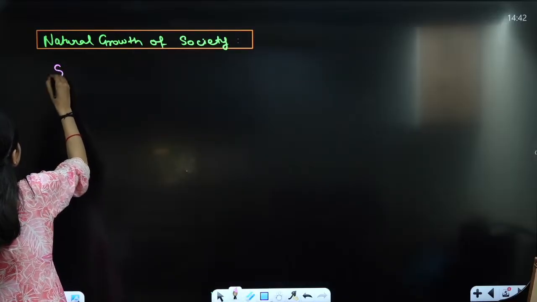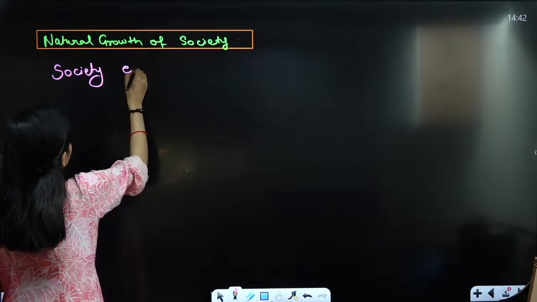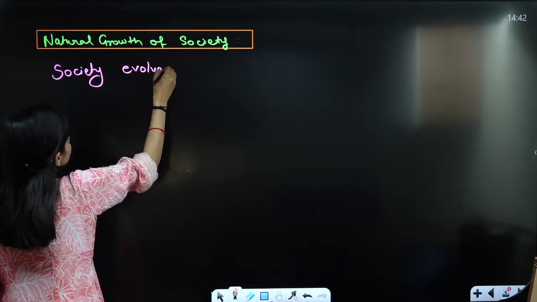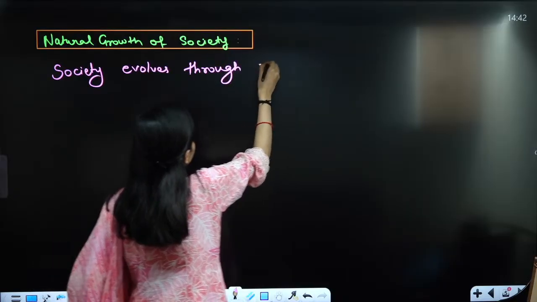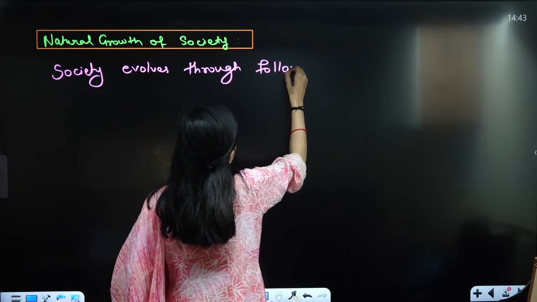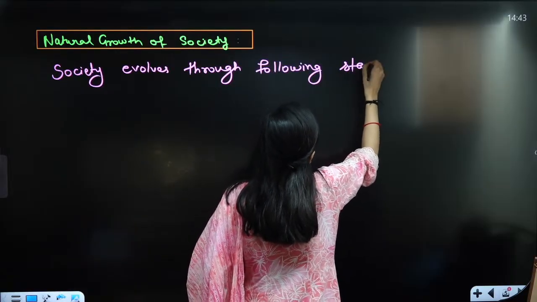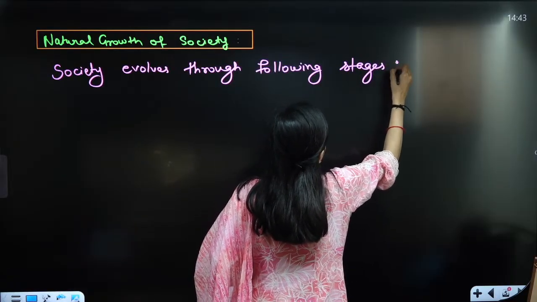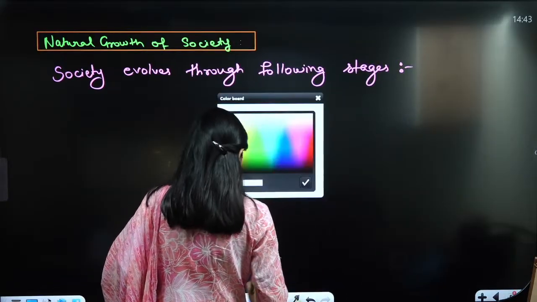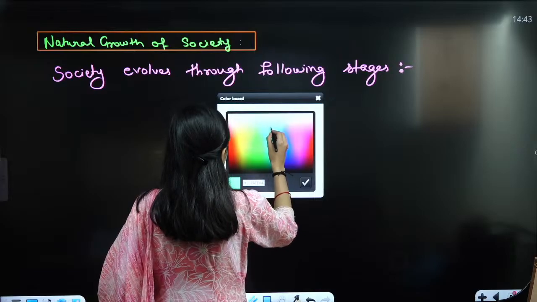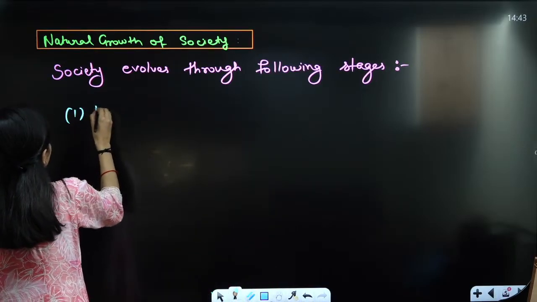So society evolves through the following stages. Now, what are those stages? So the first one, family.